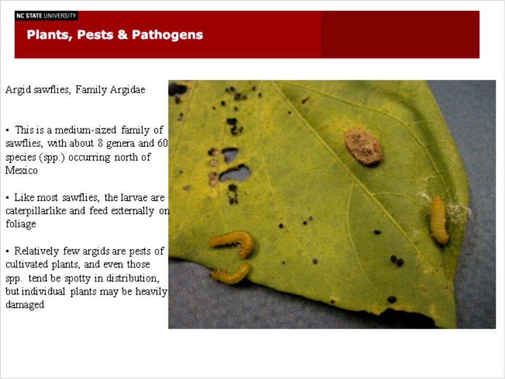As I said, relatively few Argid sawflies are pests of cultivated plants here in North Carolina, and in most cases their presence is very spotty in distribution. But where you do get them, they may be quite heavy. Probably the most familiar Argid sawfly here in North Carolina is one that feeds on hibiscus, especially the large-leafed, soft foliage, tropical type hibiscus that people sometimes grow outdoors. There's a species that will cause heavy damage to that one.